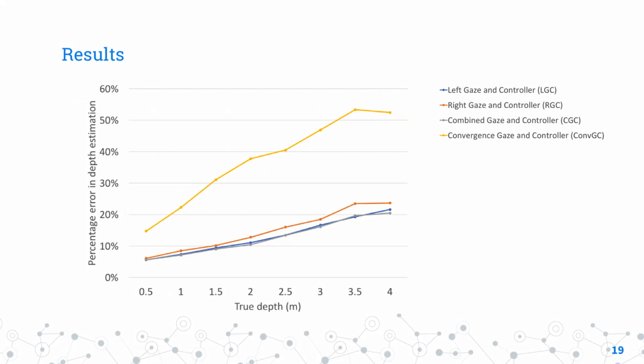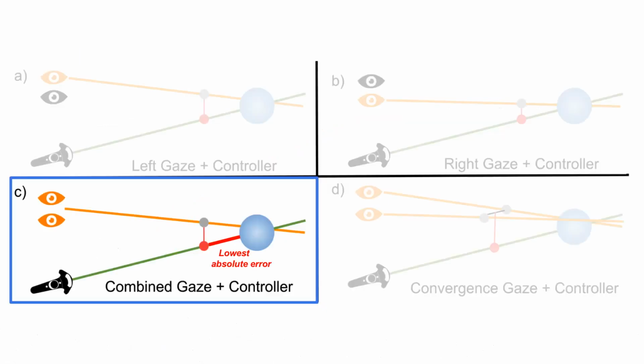Now, this is a zoomed in view of the graph for depth that's less than 4 meters. For example, the percentage error for CGC at 0.5 meters depth was 5.58%. Overall, we found that CGC had the best performance among all the techniques, and so we chose to use CGC as our technique for depth estimation in the second study.